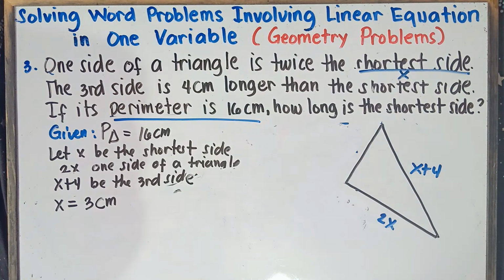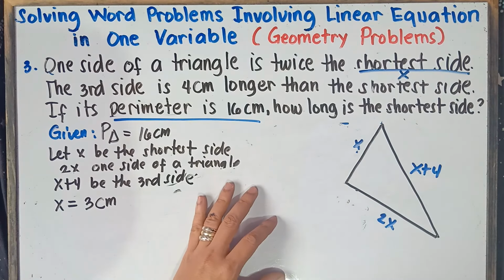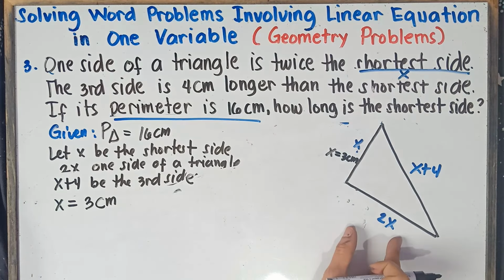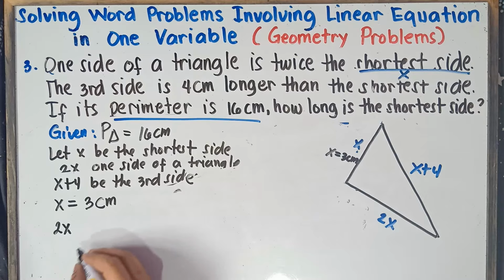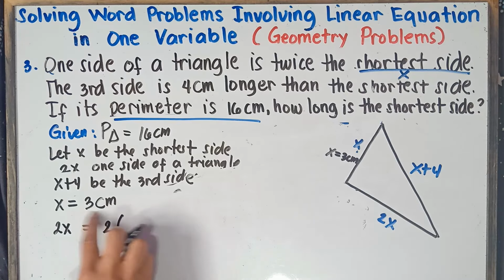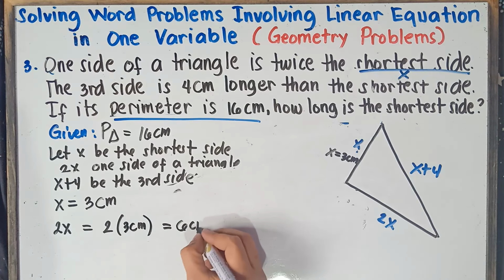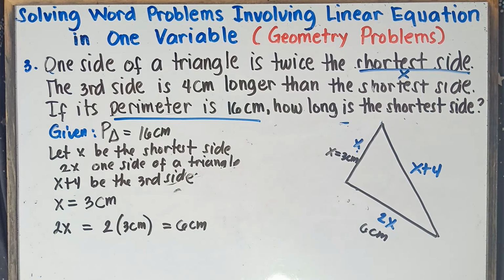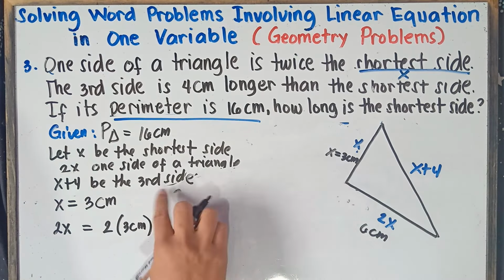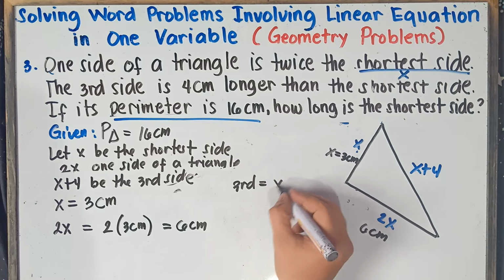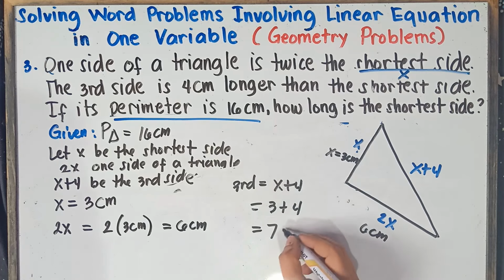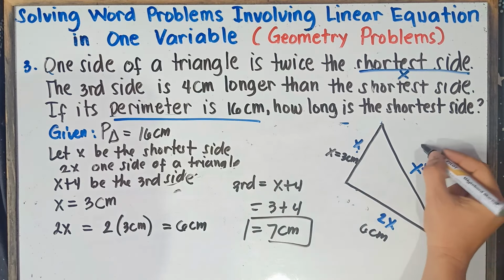Alright, so once again, this one right here is x. So therefore, x is equal to 3 centimeters. And then this one right here is 2x. So this will be 2 times our x, which is 3 centimeters. So 2 times 3 centimeters, that would be 6 centimeters. And the last one, the third side, is equal to x plus 4. Our x is 3, so 3 plus 4, that would be 7 centimeters.